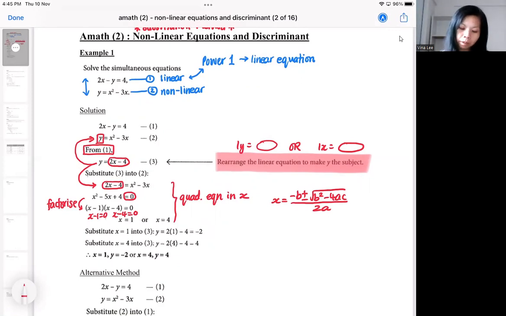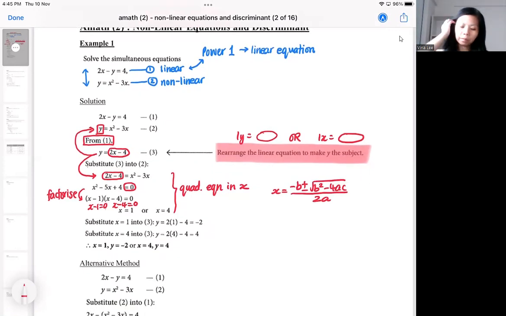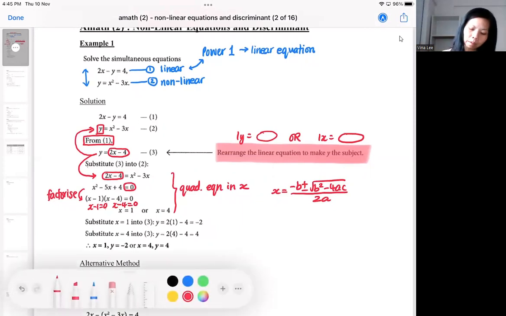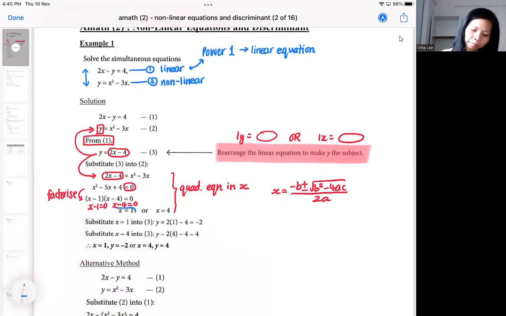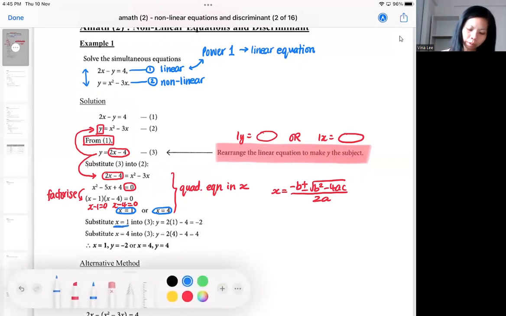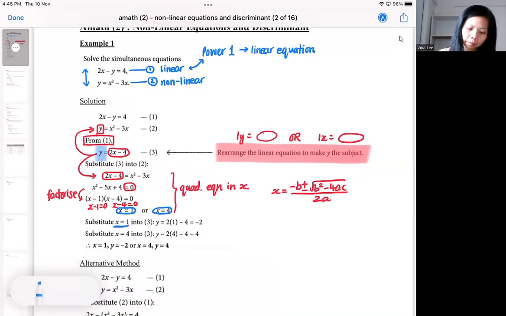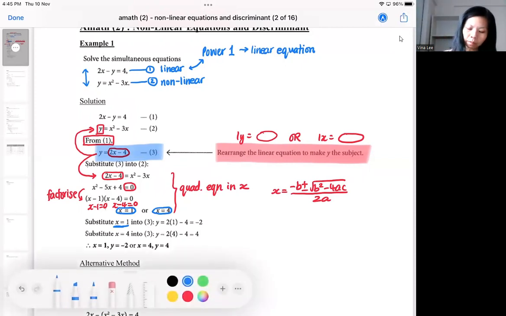Because of the quadratic formula, you get two solutions. If you look carefully, now I've got two solutions, compared to what you did in Sec 2, where you only got one solution. If I put the solution back into the subject, you're going to put x equal to 1 back into your equation 3. That will help you to find the corresponding value of y.